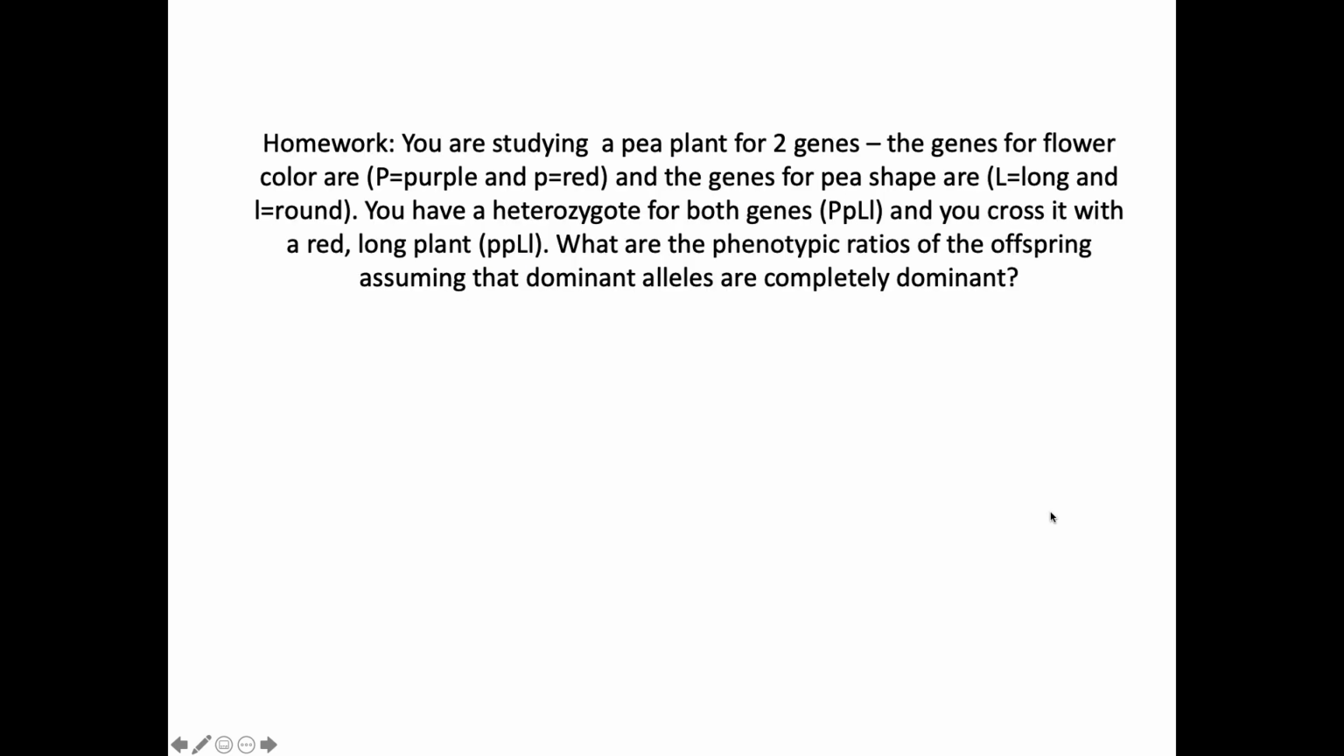So for your homework this week, I'd like you to work out this problem, and if you're feeling very clever, you should first work out the problem using a Punnett square, and then try and generate the results using probability. We can take this up on Friday or on Monday.